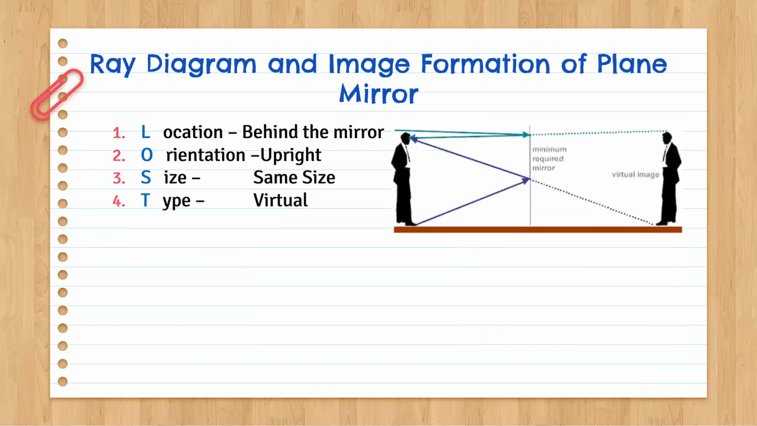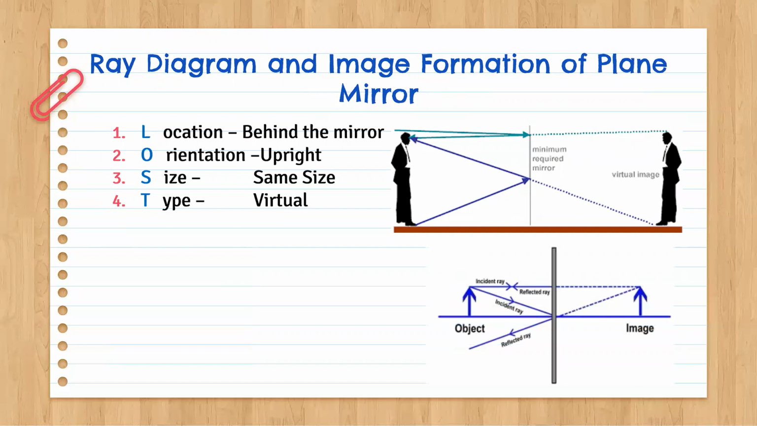As you can see here in the image, we have the object on the left and the image, or the reflection, on the right. You can see that the image is behind the mirror. It is upright. It is the same size as the object, and it is a virtual image because one, it is behind the mirror, two, it is upright, and three, they are practically the same size.